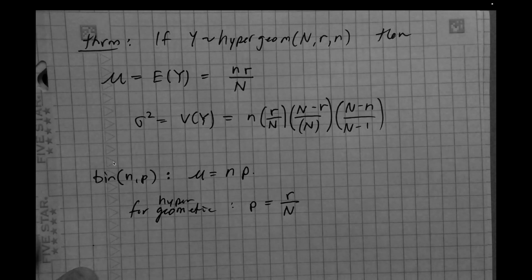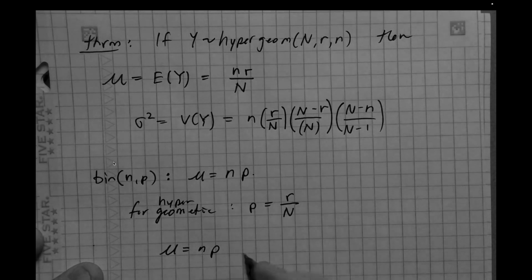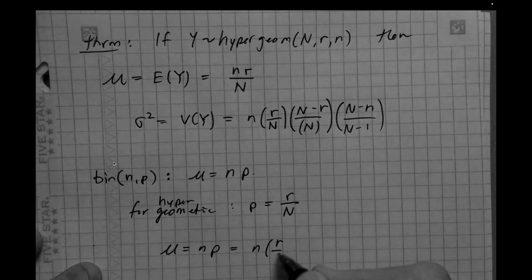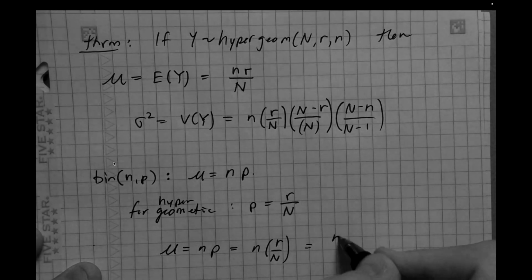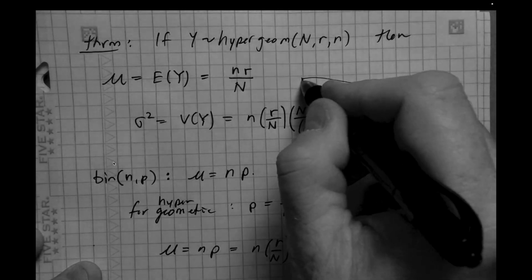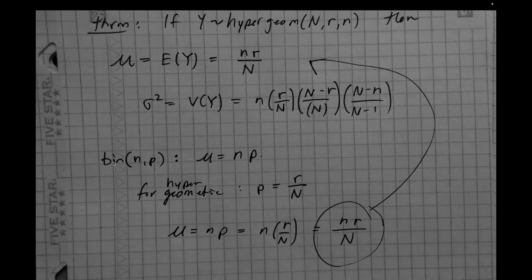And so if you start with the mean of the binomial, n times p, you can see that if you just substitute this for p, you get n times R over N. Well, that's just what we have there, isn't it? So this mean is really the same as the mean for the binomial distribution, just written differently because it's expressed in a different way.